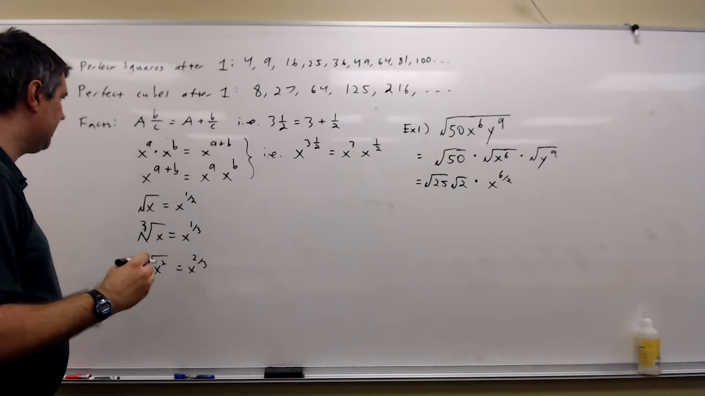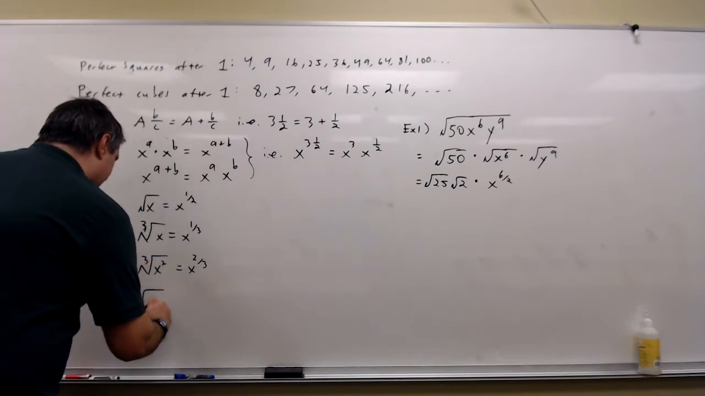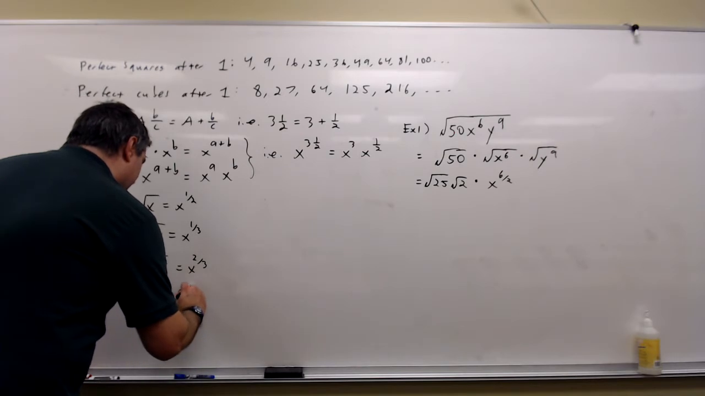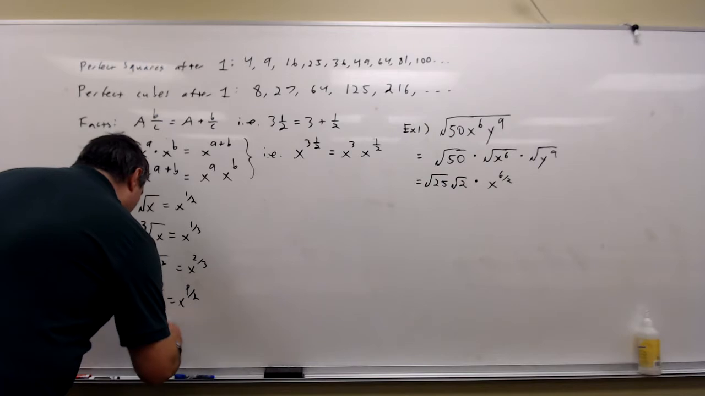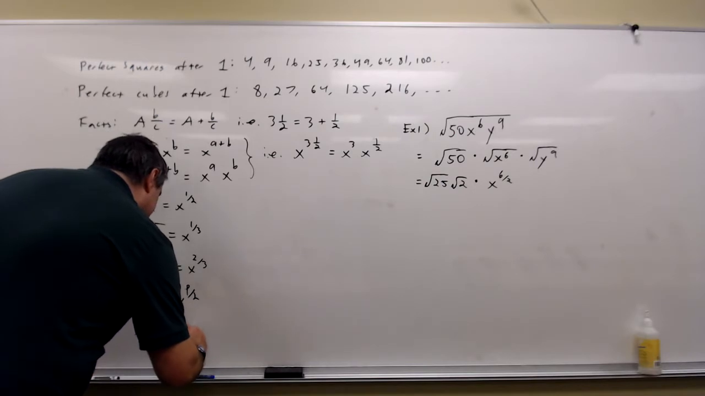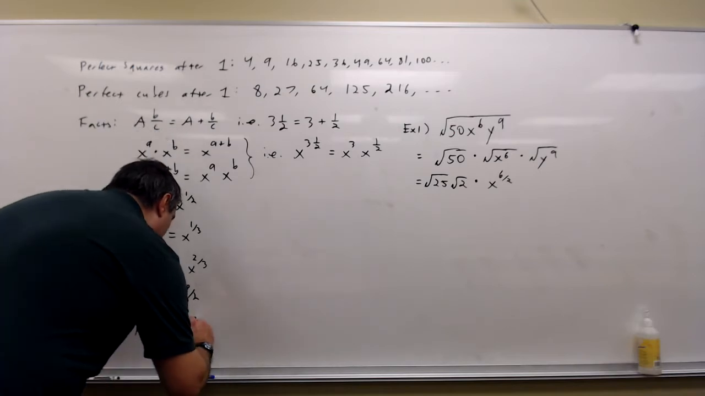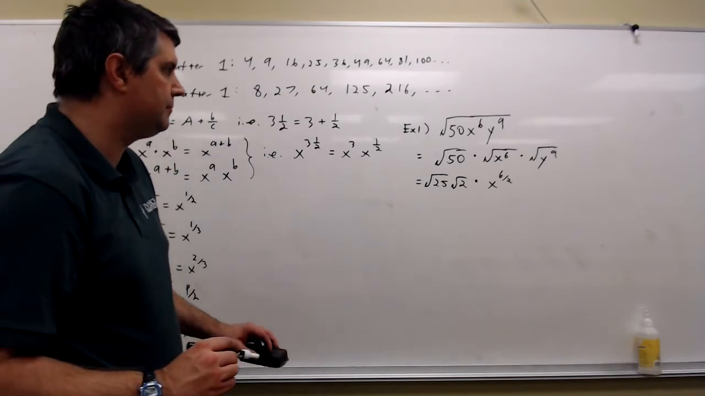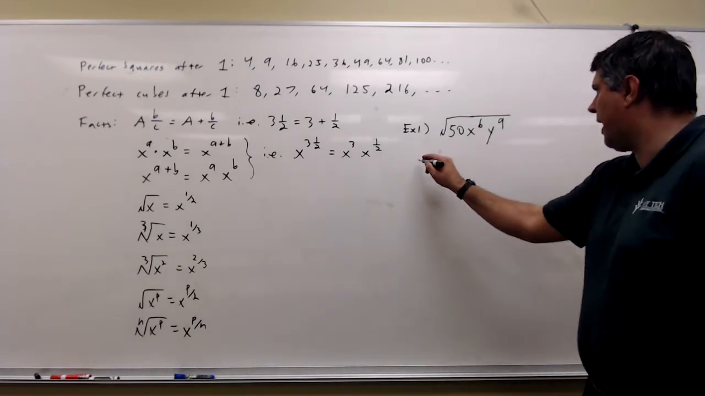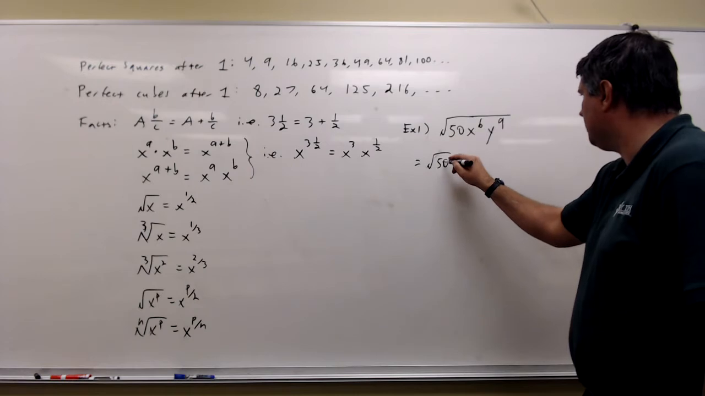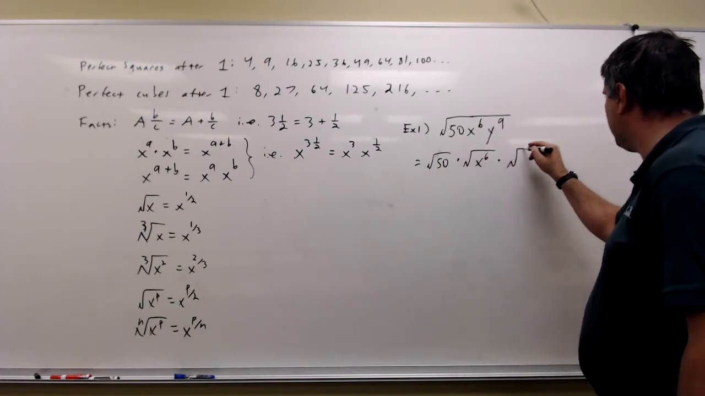Okay? Here's another one. Square root of x to the p would be x to the p over 2. And the nth root of x to the p would also be x to the p over n. So let me start this problem over. I would split this up into the square root of 50 times the square root of x to the 6th times the square root of y to the 9th.